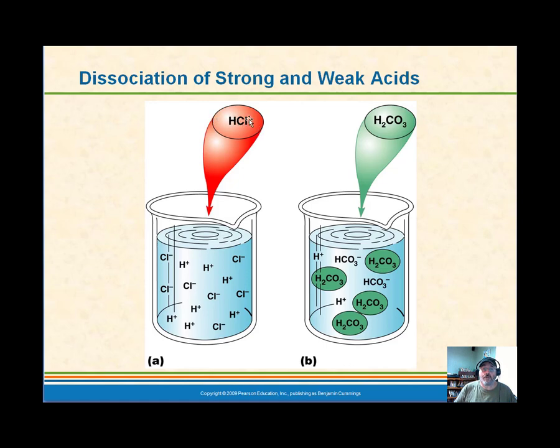So, dissociation of strong acids and weak acids. Well, with a strong acid, you're going to end up with lots of hydrogen ions in the fluid. With weak acids, you will get some hydrogen ions, so you'll end up with a weaker compound.